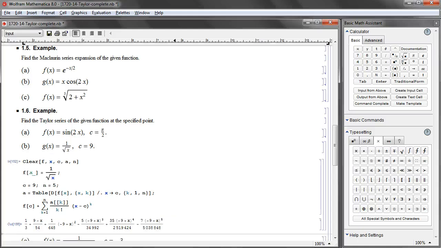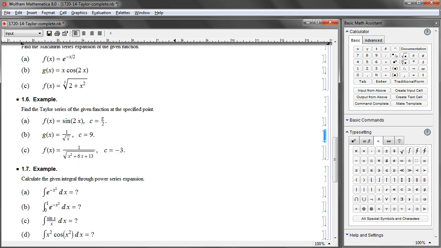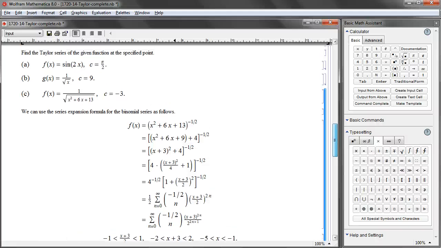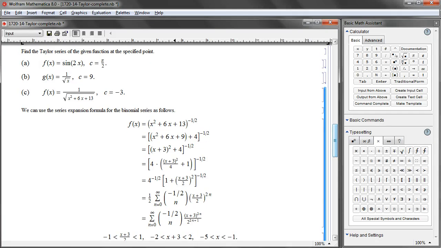How about this problem? Again, it was so tedious that I decided to use a Mathematica program to calculate the derivatives and then plug in the c value. And this time I took n equal to 5 terms. How about this one? This time I did do some work. Oh, I see. This one really deserved our attention.